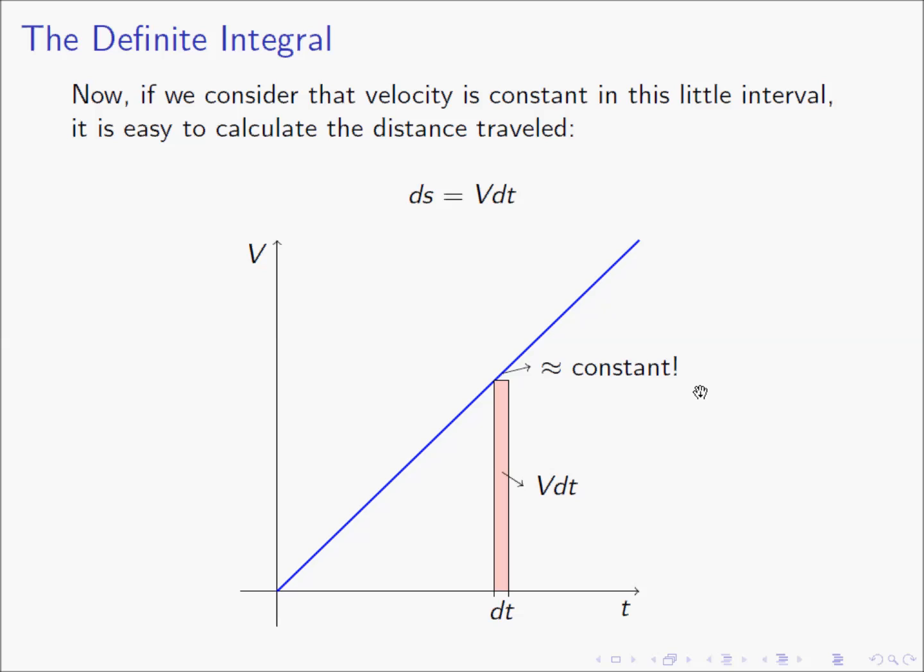So the idea here is that this was an approximation. The area of this rectangle is an approximation to the real distance traveled. So the real distance traveled will be just the area below the curve, the area between the line that gives you the velocity and the x-axis.